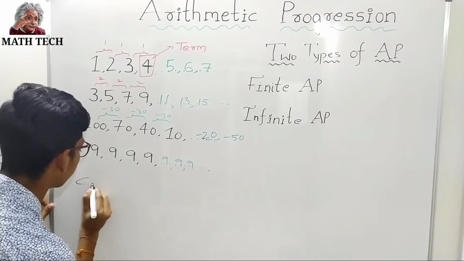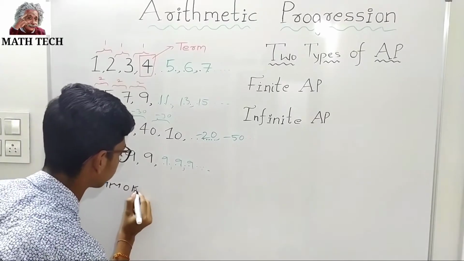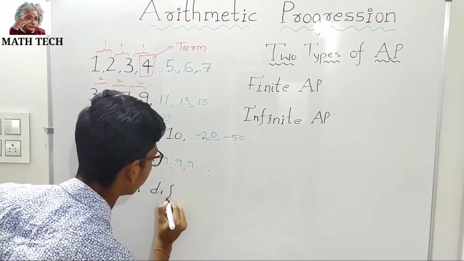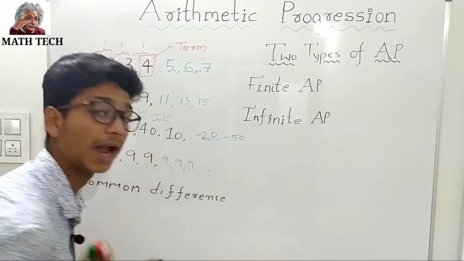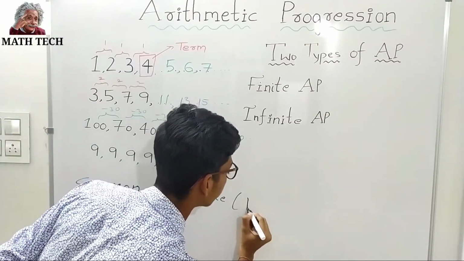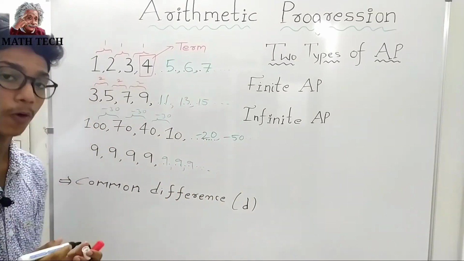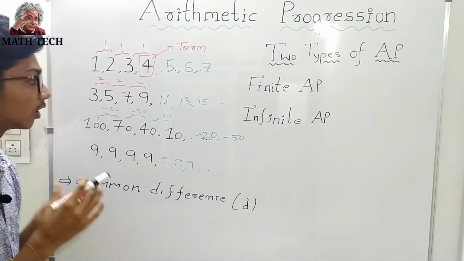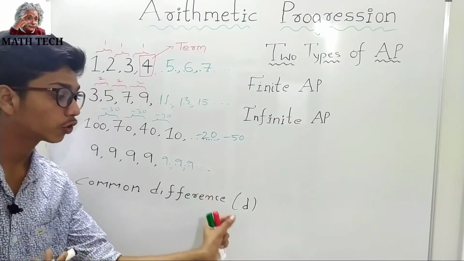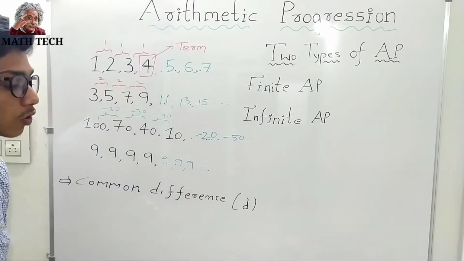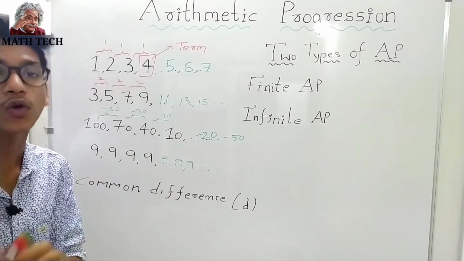That fixed number is known as the common difference, denoted by small d. The important term in an arithmetic progression, the fixed value we have added, is known as the common difference, denoted by small d. So small d can be positive, negative or 0.